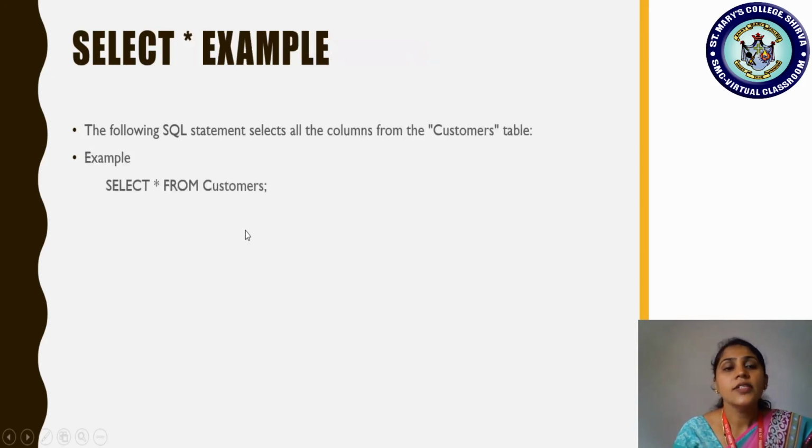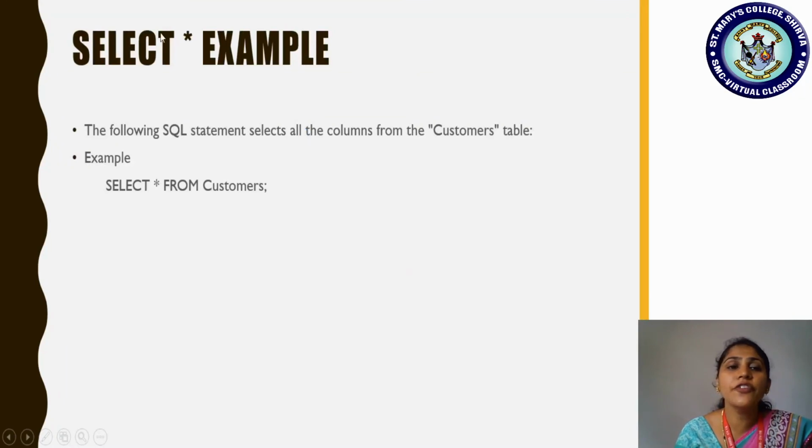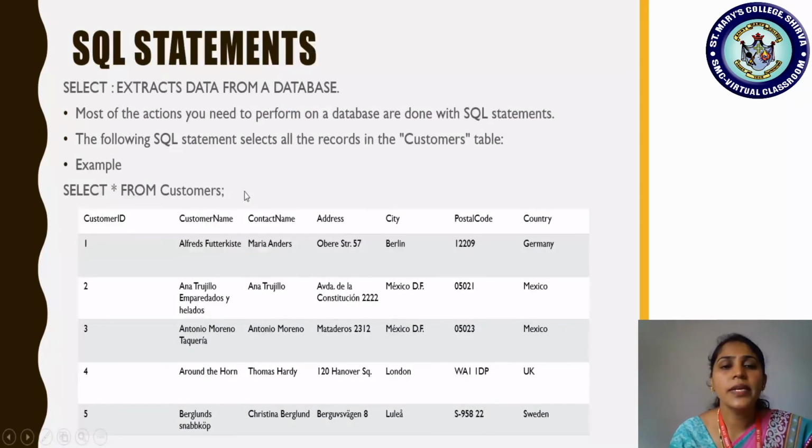Is that clear? So select star, that is asterisk. This is used when it is going to select all the columns. So by default, if you mention the asterisk symbol when you are viewing the table information, all the column information, all the attributes are considered. So the SQL statement selects all the columns from the customer table. Example, select star from customers. So the output will be like this.